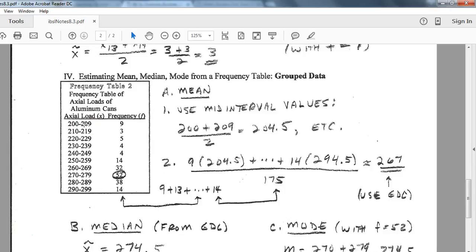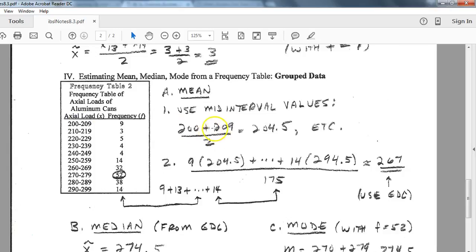So what we have to do, if I'm going to put this in my calculator, is use what we call the mid-interval values. We're just going to assume that those 9 responses were the midpoint of that range. So I'm going to find the middle number. If I did 200 plus 209 divided by 2, I get the mid-interval, or the average of 200 and 209, and that's what I would put in my calculator for list 1.